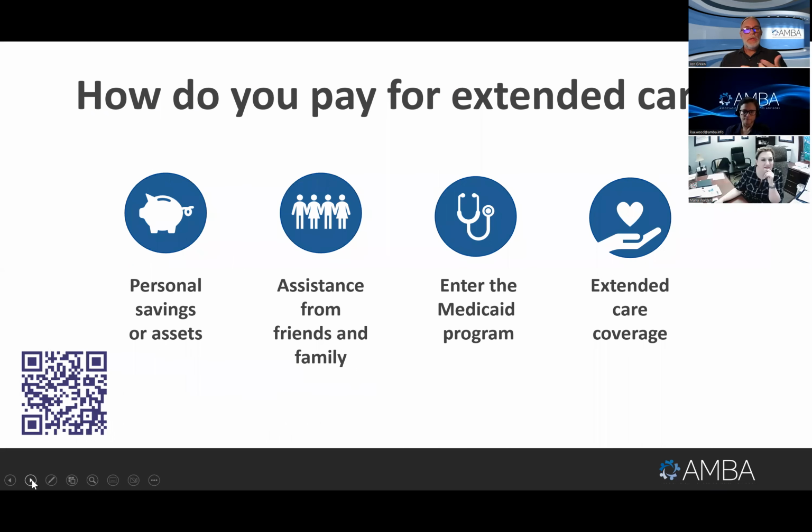We saw that. Some talk about entering the Medicaid program, or some have extended care coverage. And we've talked about that. There are about 4 or 5 different options that you can have. If you want more information on the options, again, not every policy or every plan is available for everyone, depending upon your age and your health condition, but there are a lot of options out there.